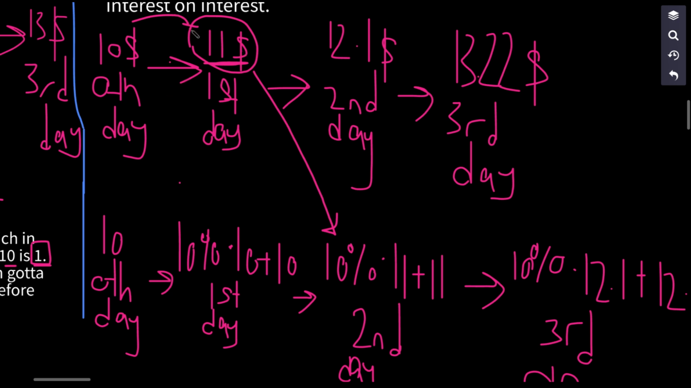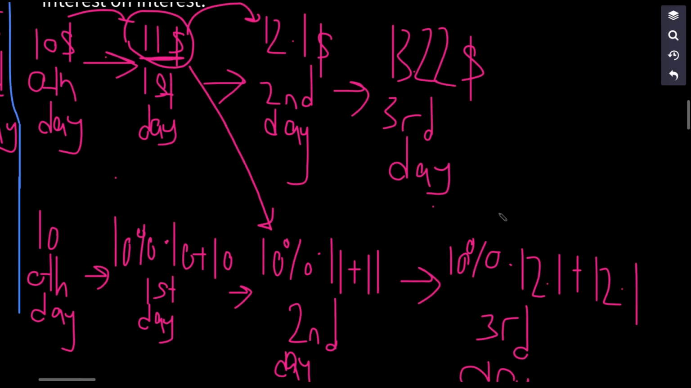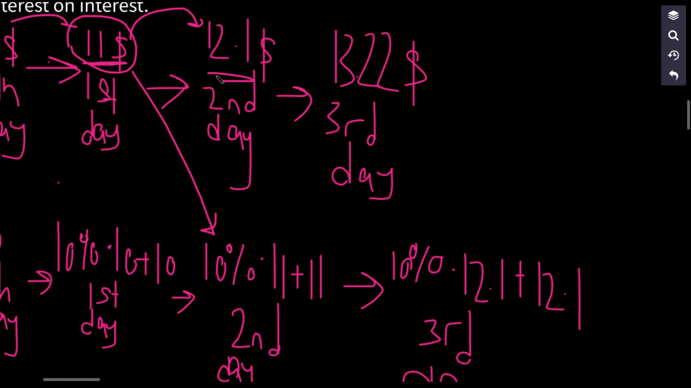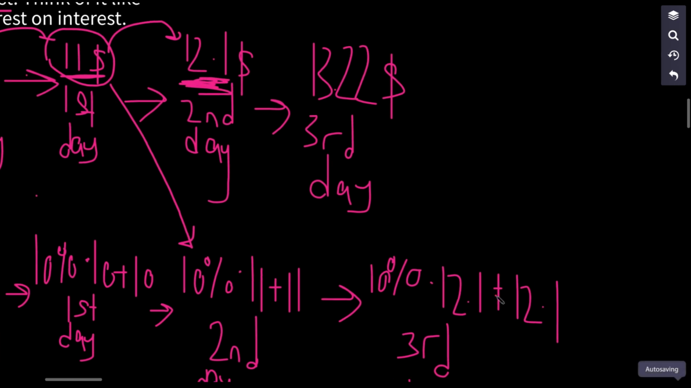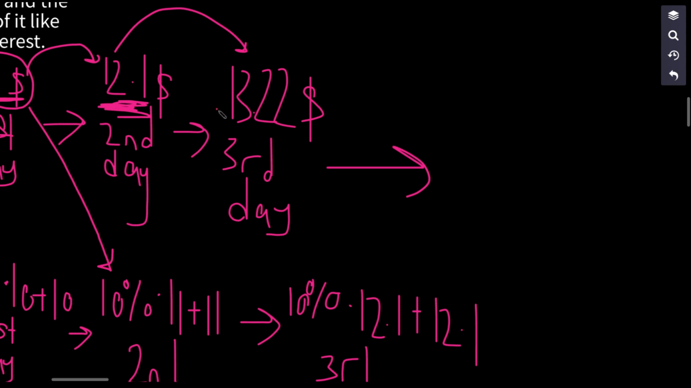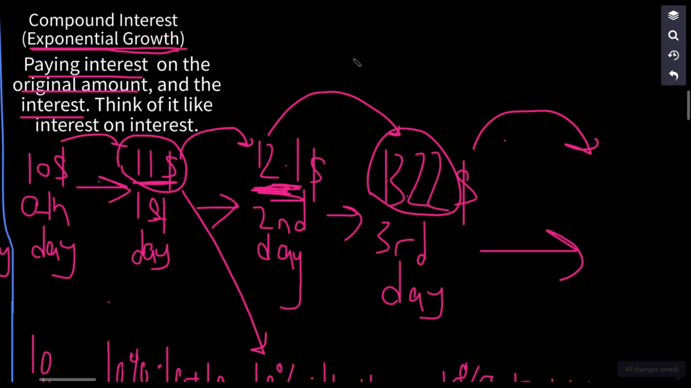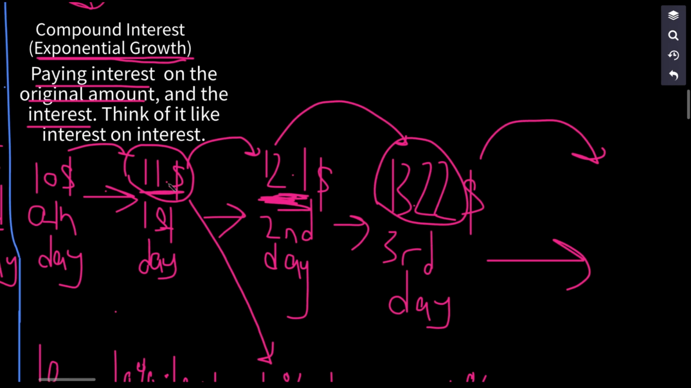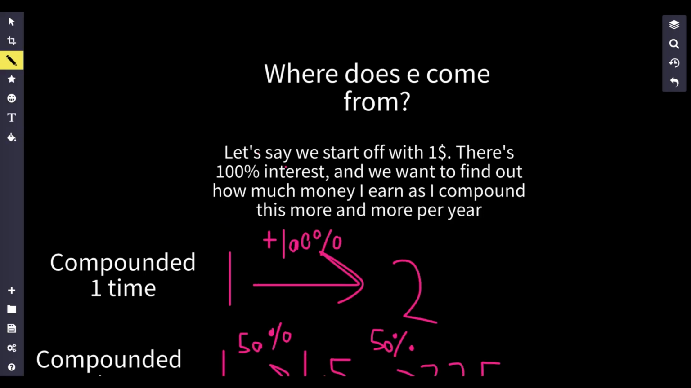In this case, you're taking interest on $11 this time. So 10% of 11 plus 11 gives you 12.1. And then now you're taking 10% of 12.1 and adding it to 12.1, so you get 13.22. The next day, you would take interest on 13.22. You would take 10% of this, add it to that amount, and get a new value. So compound interest is you're giving interest on every new value that you have. It's not just interest on one thing, it's interest on everything.